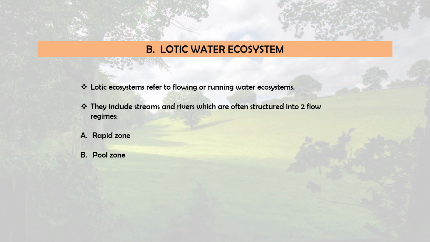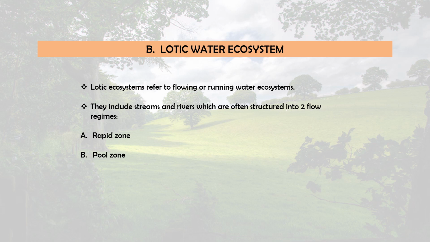Now the next one is lotic water ecosystem. It is referred to as flowing or running water ecosystem, and these include rivers, creeks, streams, etc. They differ from each other in respect to the speed of water flow, and in respect to all the major abiotic and biotic factors that play important role in these ecosystems.